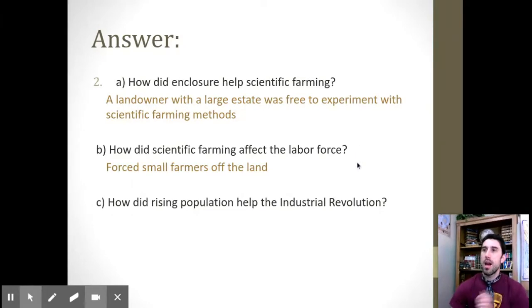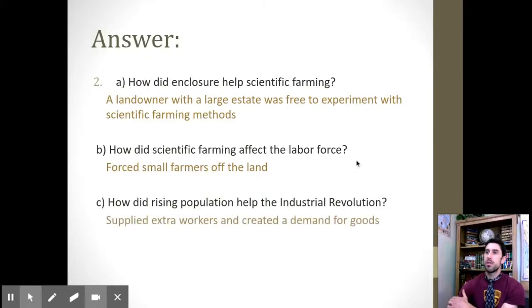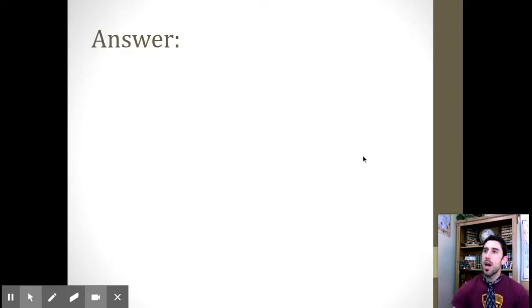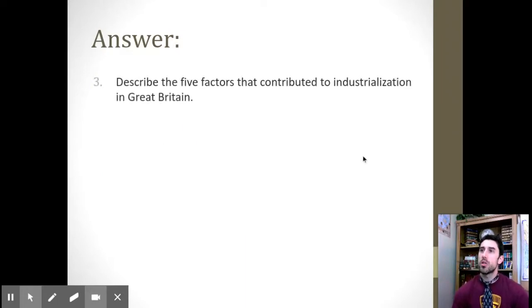So they are available to do other work that maybe didn't exist before, such as mass manufacture within a factory or something. And how does rising population help the Industrial Revolution? It supplies those extra workers, and the extra population creates a demand, a consumer base for goods, as we mentioned as well. And we look to question 3. What were those 5 factors that we've just reviewed?